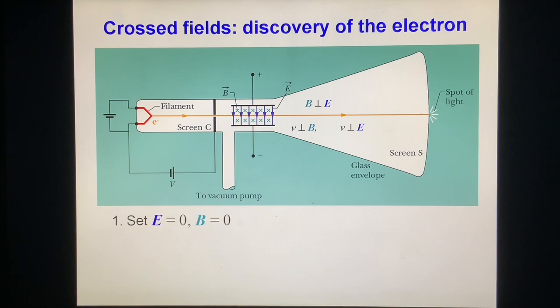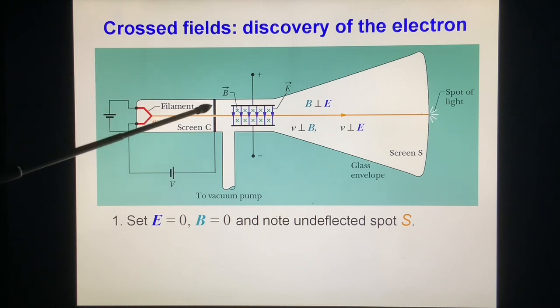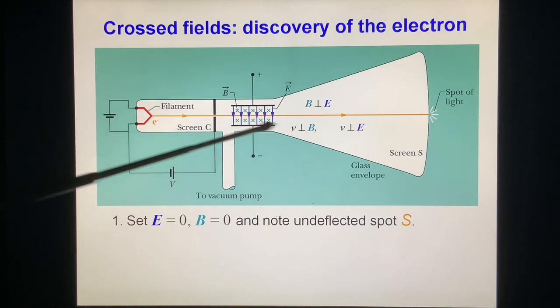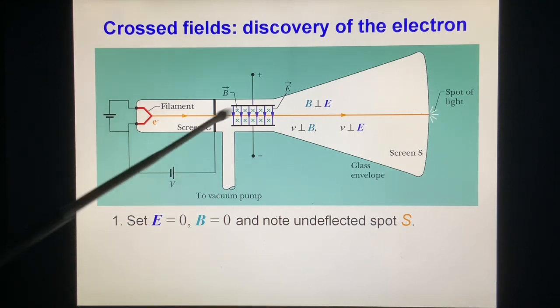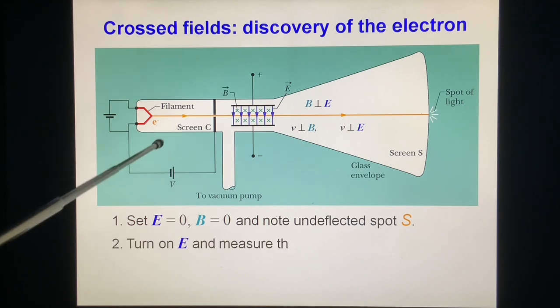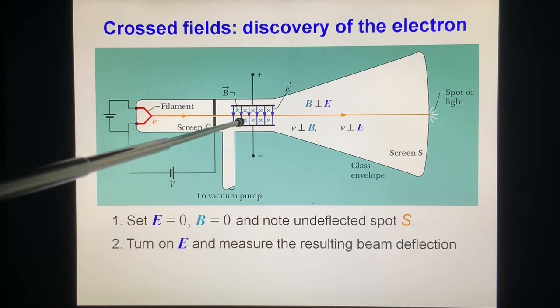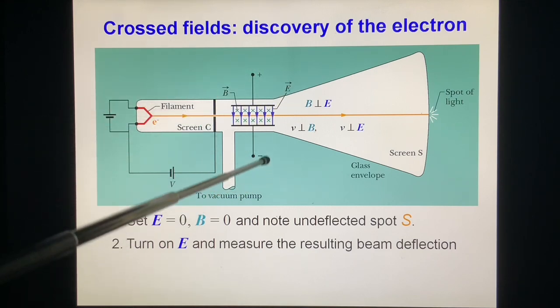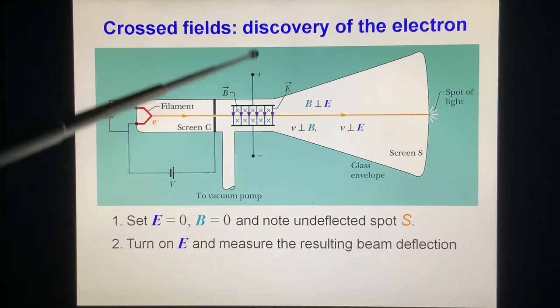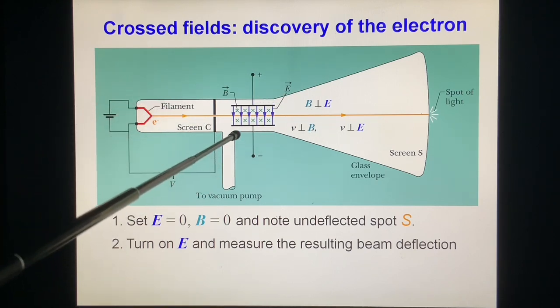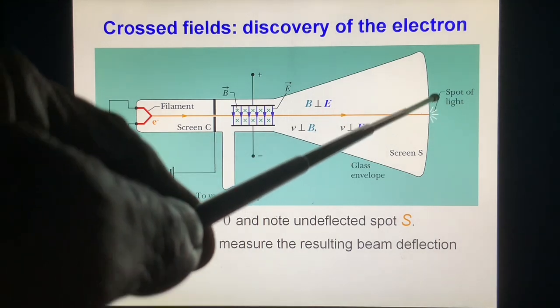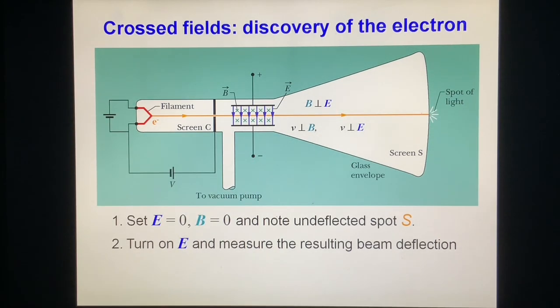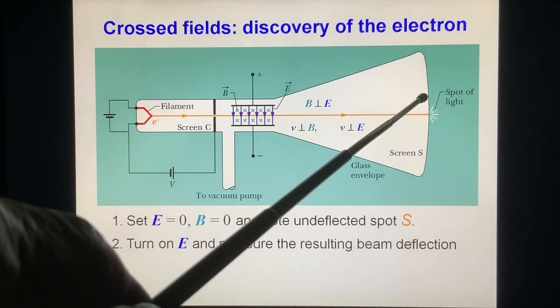Now, let's do the experiment. We set E and B equal to zero, and according to Newton's first law, the beam directly hits the central point. Then we apply E. We know the electron with negative charge will experience a force from the electric field. E is downward and the force is upward because the electron carries negative charge, so it deflects to this point. And we can find the point.